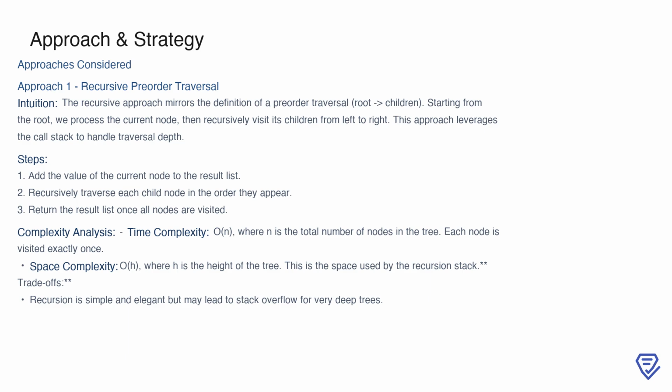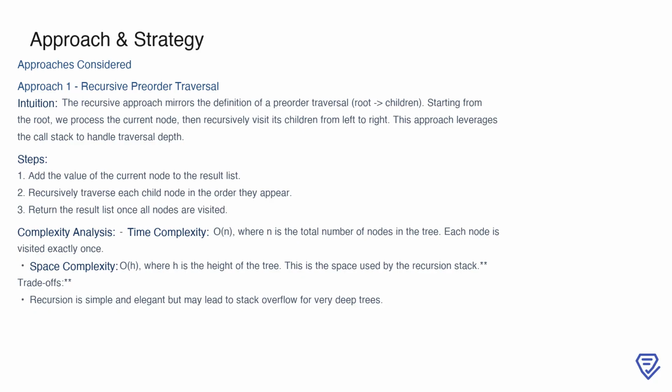This approach leverages the call stack to manage traversal depth, which eliminates the need for explicit data structures. In terms of complexity, we visit each node exactly once, so the time complexity is O(n), where n is the total number of nodes. However, the space complexity depends on the height of the tree, O(h), as the recursion stack grows with the depth. While this method is elegant and simple to implement, it has its limitations, especially with very deep trees where stack overflow can occur.